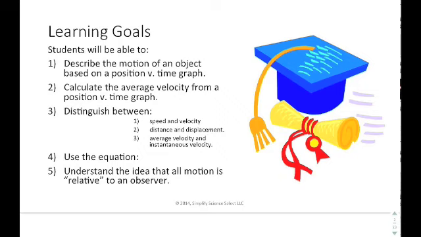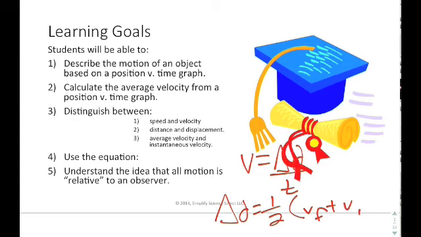You should also be able to use the equation v equals delta d over t and a derivative of that, which is delta d equals 1 half (vf plus vi) t. And you should understand that motion is relative to the observer.